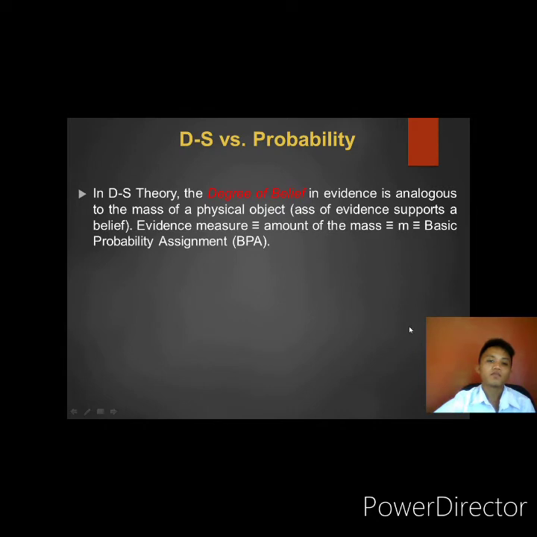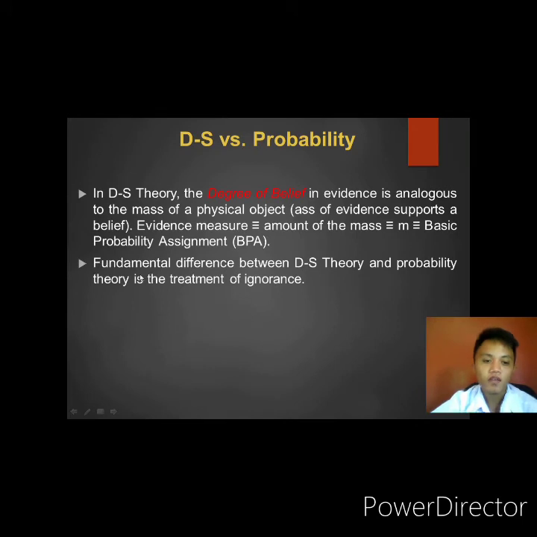Dempster-Shafer theory versus probability theory. In DS theory, the degree of belief in evidence is analogous to the mass of a physical object, as a measure of evidence supporting belief. Evidence measured by this measure, the sign equals triple bar, meaning identical, the amount of mass is identically the basic probability assignment or BPA. The fundamental difference between DS theory and probability theory is the treatment of ignorance, the principle that P equals 1 over N, the principle of indifference.